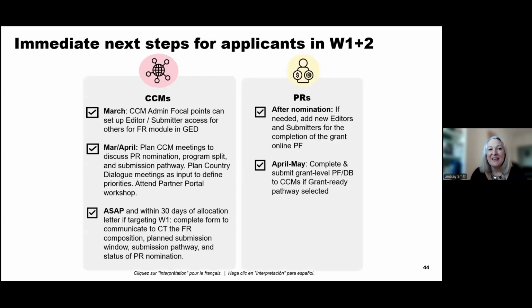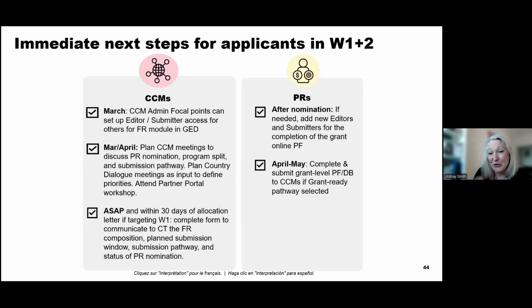Next slide. So the immediate next steps, just as a recap, we've discussed all these things, but just to make sure that you have them front and center, already in March, still in March, the update to the grant entity data needs to be something that the CCM admin focal point is looking at. The CCM should be planning their meetings to be able to discuss the implementation arrangements, nominating their PR, thinking about program split, deciding on a submission pathway, which submission window to come to, and then attending upcoming workshops as they are available.